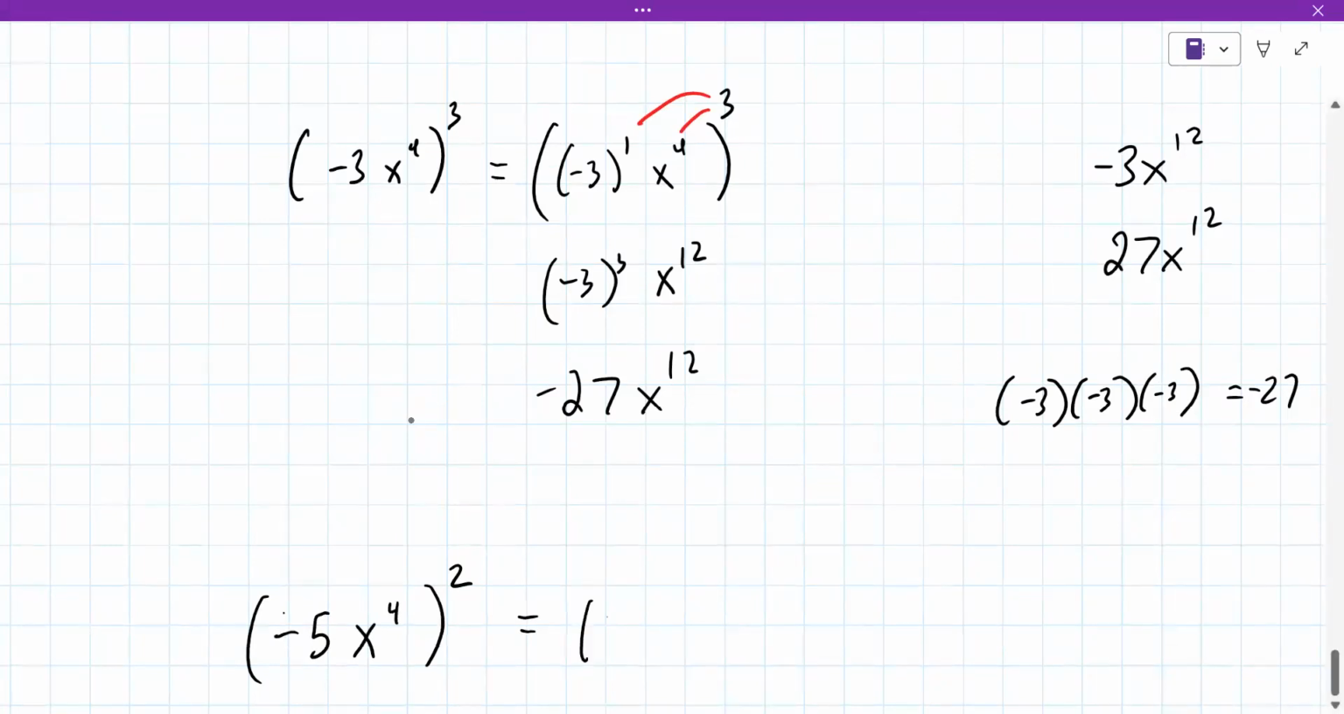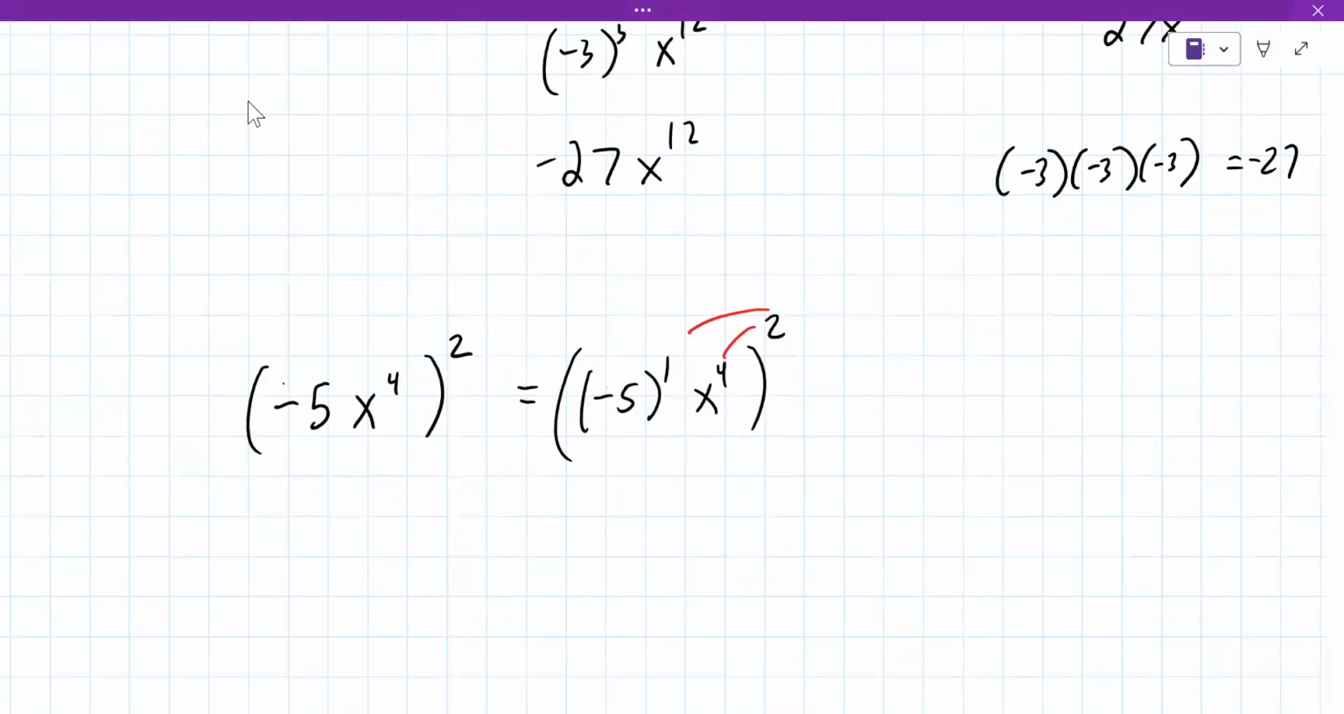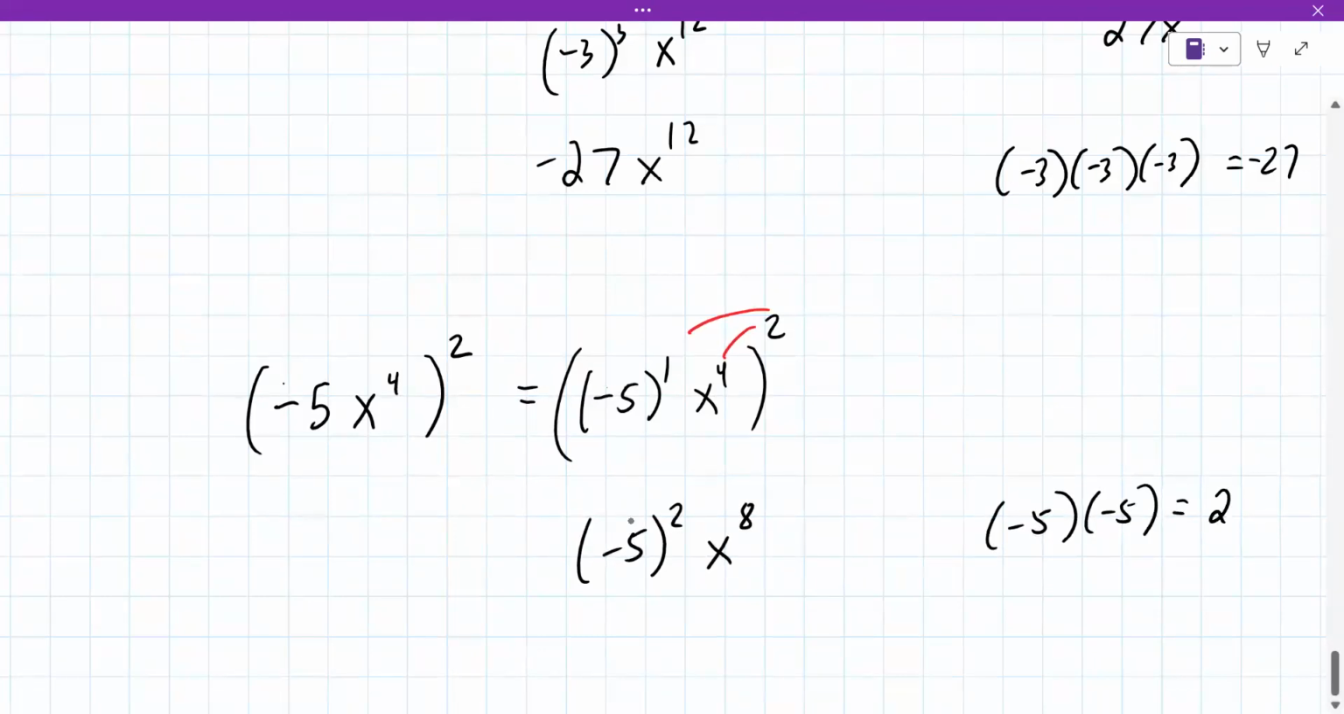Okay, so again, pretty close here. -5 to the power 1, x to the 4th squared. When you distribute that 2 there, it's -5 to the power of 2, x to the 8th. -5 times -5 is +25.